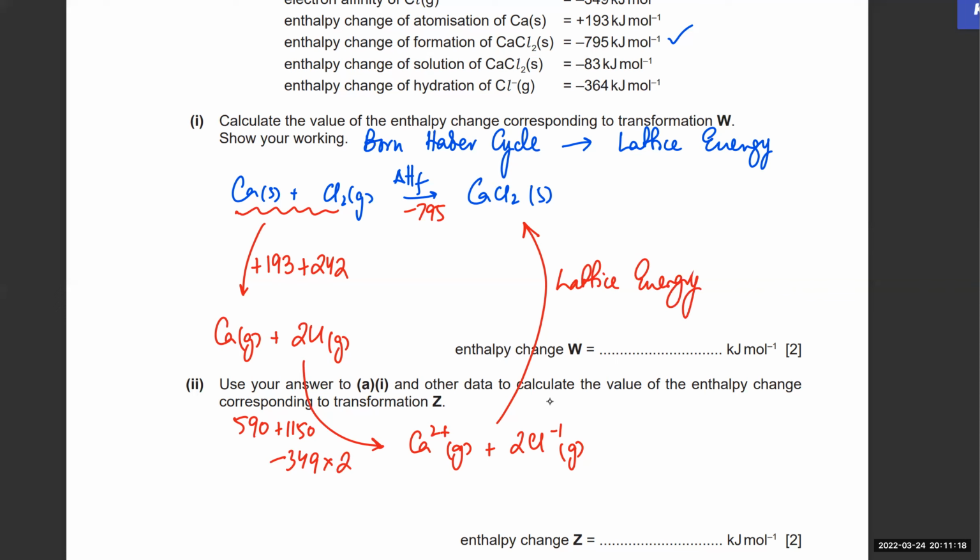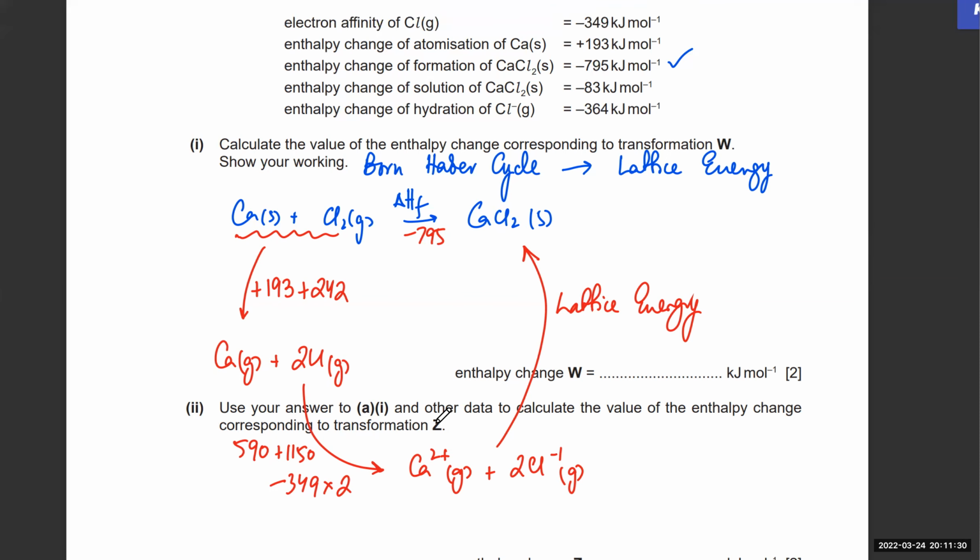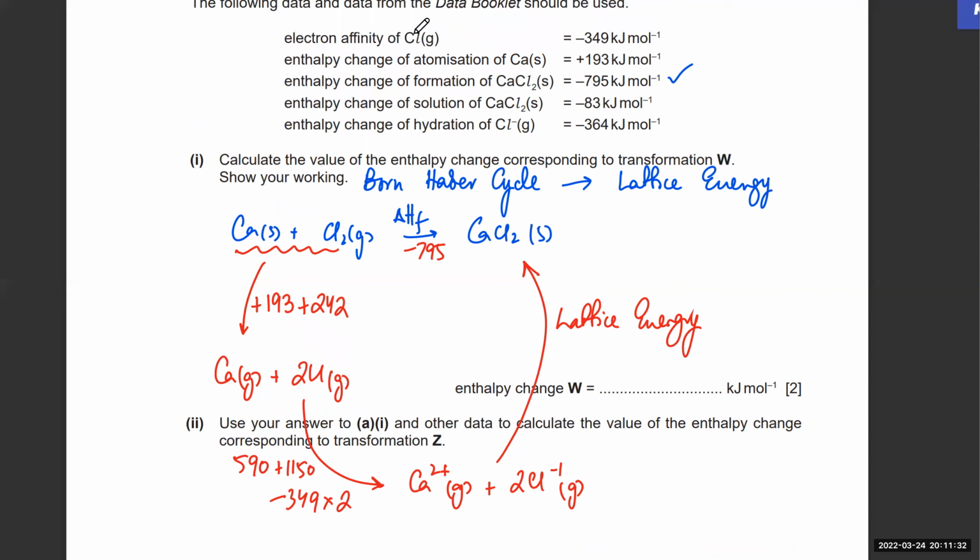Okay, so the confusion. See, we just wrote calcium's ionization energy, 590 and 1150. But for chlorine, we wrote the... no, we didn't write hydration. We wrote electron affinity for Cl. Because Cl is not getting ionized. It's actually forming a negative ion. It's gaining electrons. And second, what was the Born cycle?